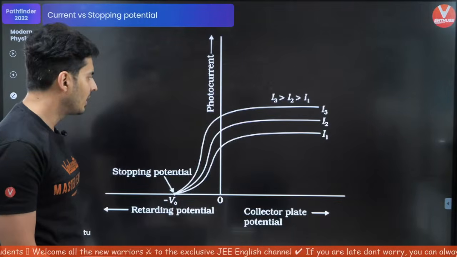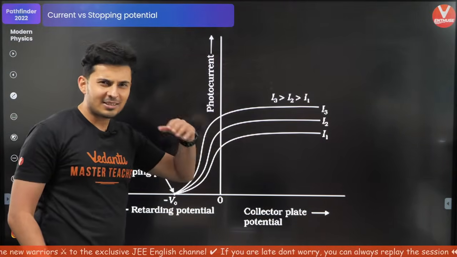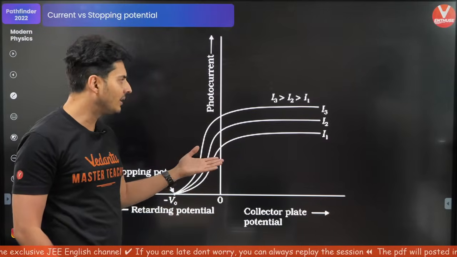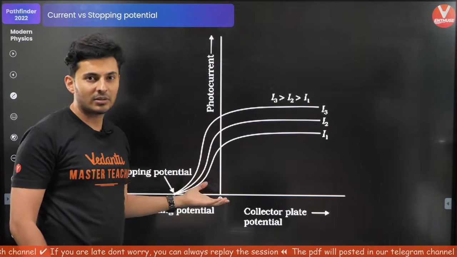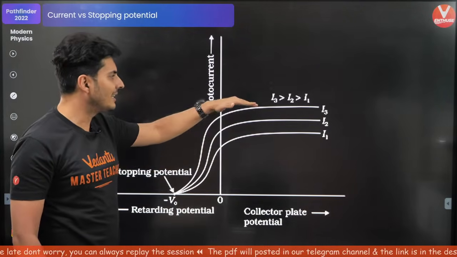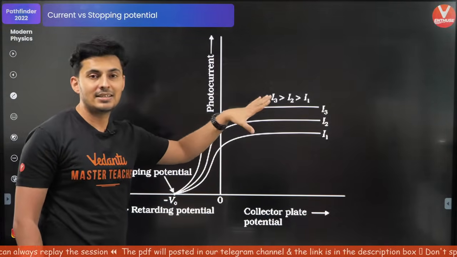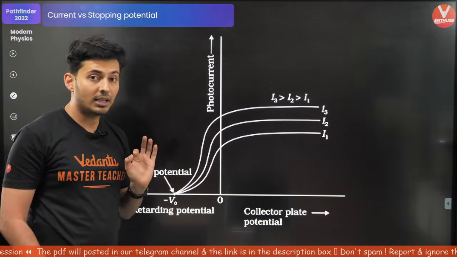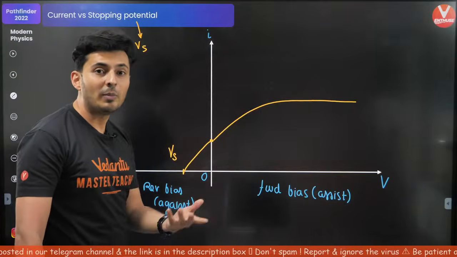Very, very important graph. And you should also know what happens if the intensity increases. Remember, I have told you about this. If intensity increases, what happens? More intensity, more photons, more electrons, more current. So you can see as intensity increases, the graph will shift higher and higher, because intensity is directly related to the current.